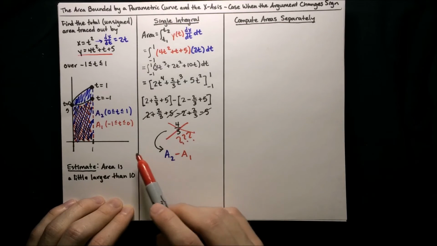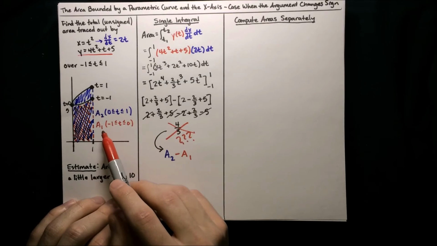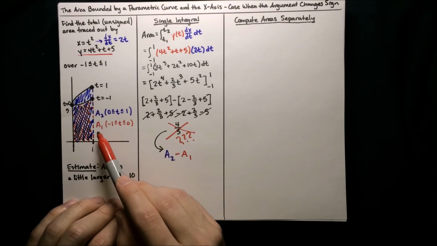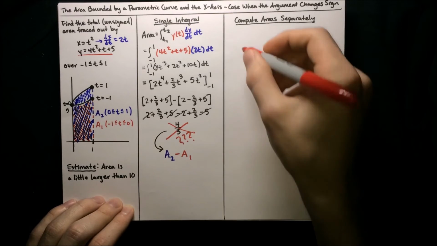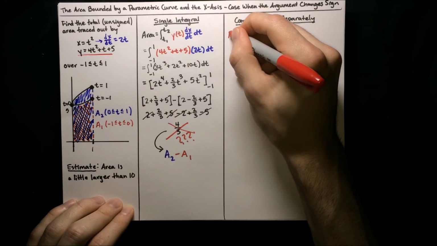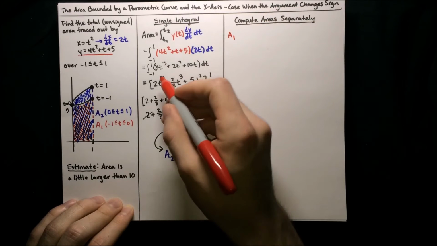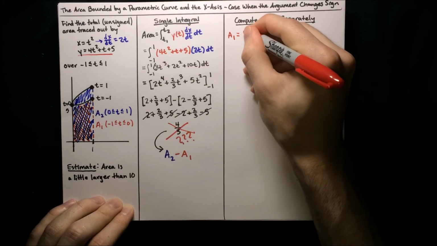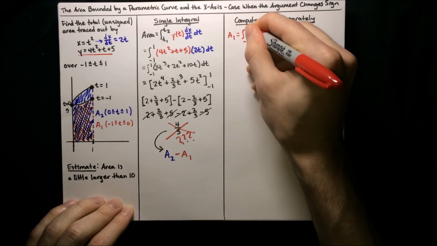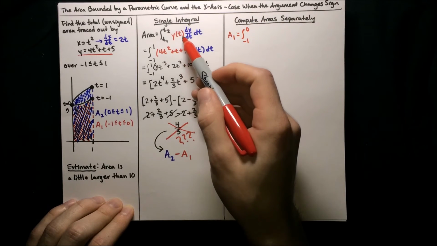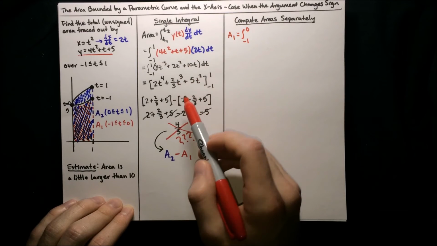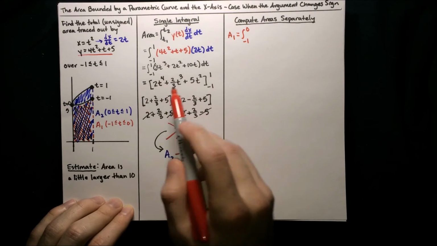Well, the answer is just to compute each area separately. We need to break up the problem into two integrals, one for area 1 and one for area 2. So we'll do that here. Area 1 will just be that same integral, but over the bounds -1 to 0. And so since this is the same integral, we can just use a lot of the work that we've already done. So we can get to this point here.